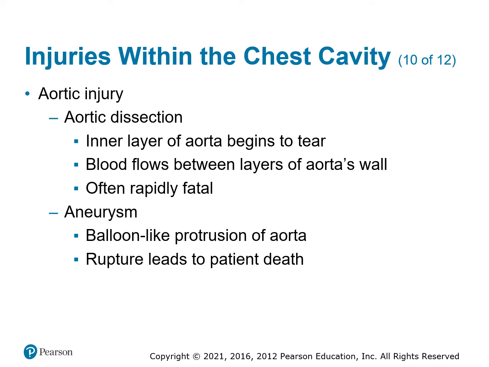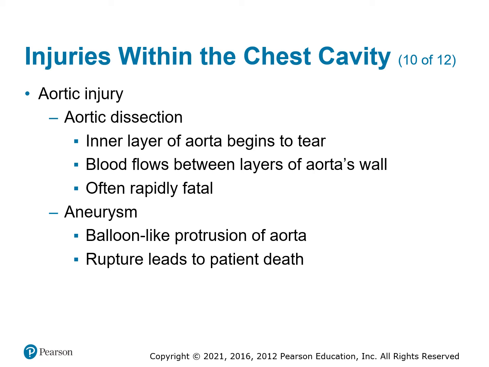Now, two things that can occur here are aortic dissection, and that is when the inner layers of the aorta begin to tear. So like I said, you will lose blood very rapidly with this. The blood's going to actually flow between the layers of the aorta's wall. Like I talked about, it's almost always going to be rapidly fatal, just because the blood loss is going to be so severe internally from this.